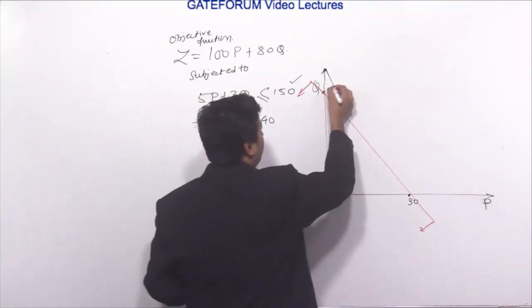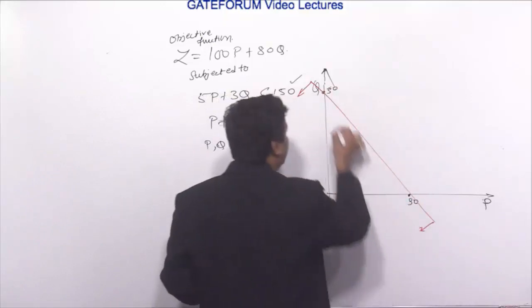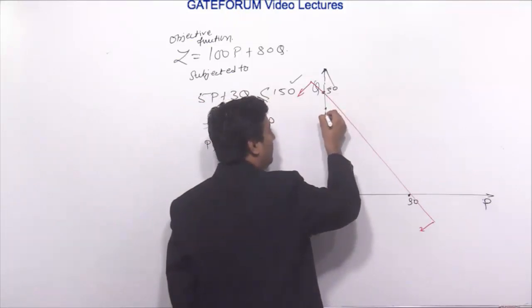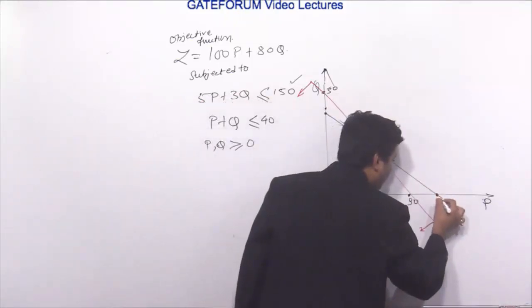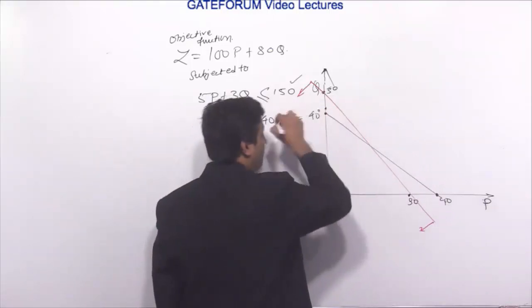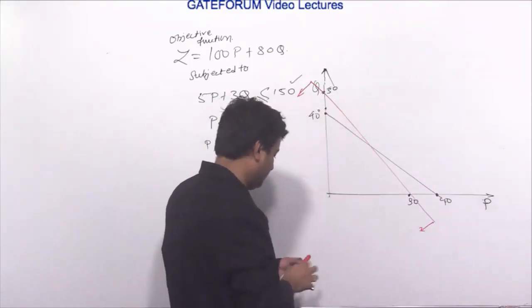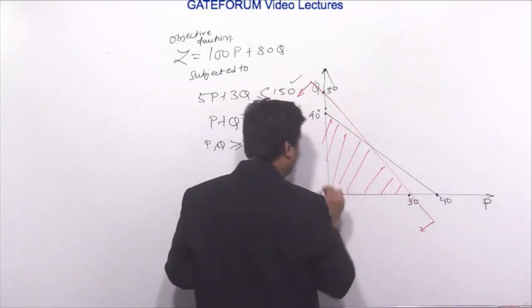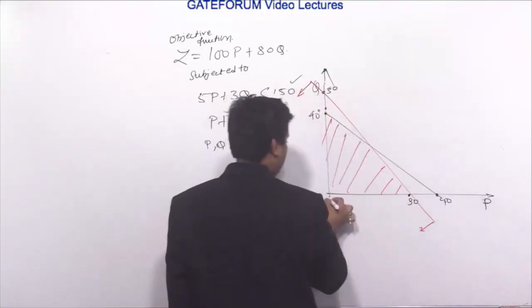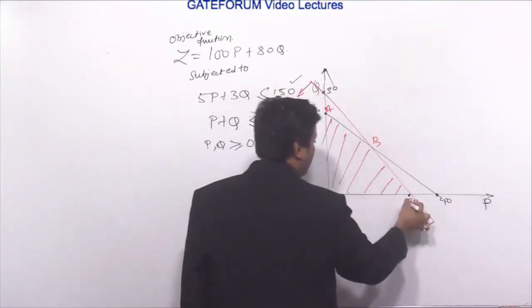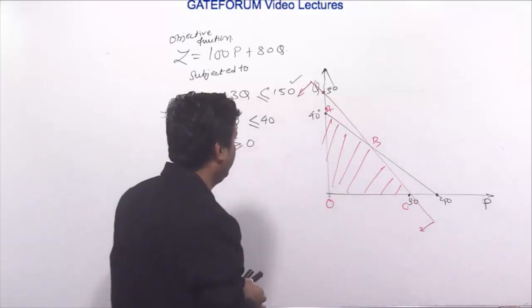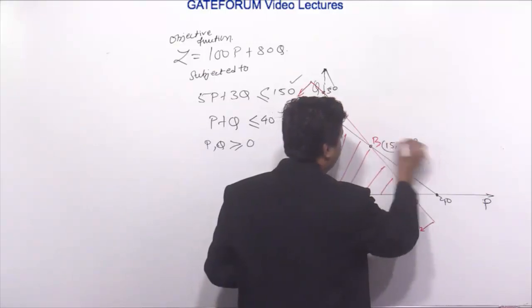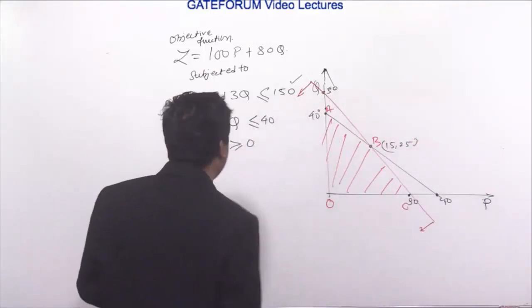Here we have the points 50 and 30, and for the second line 40 and 40. Are you getting this or not? So 40 here and 40 here. What will be your feasible region? That will be your feasible region. Now let me take three points, the origin, A, B and C, and by the graphical method, point B is equal to 15, 25.